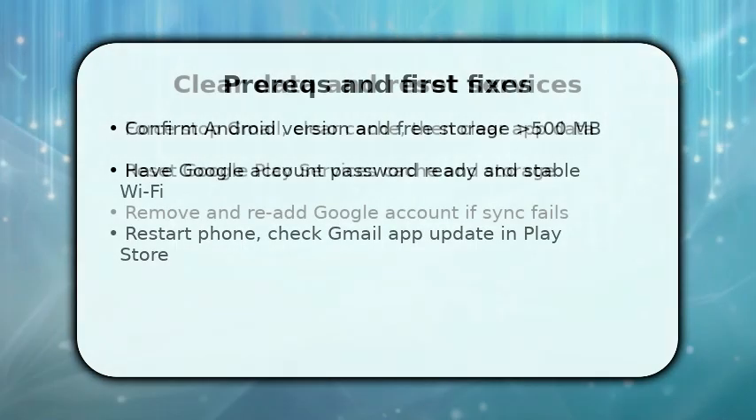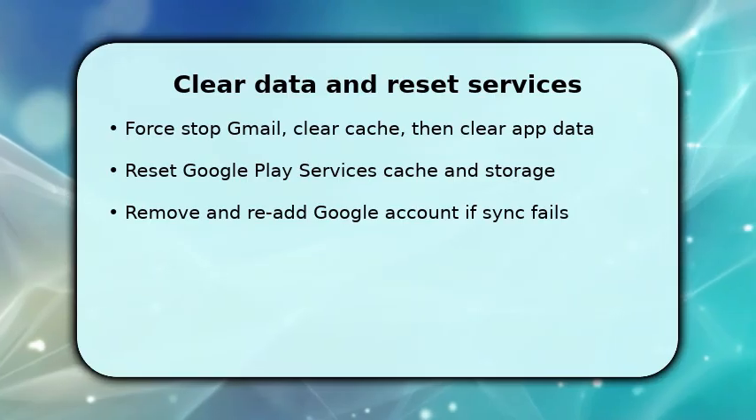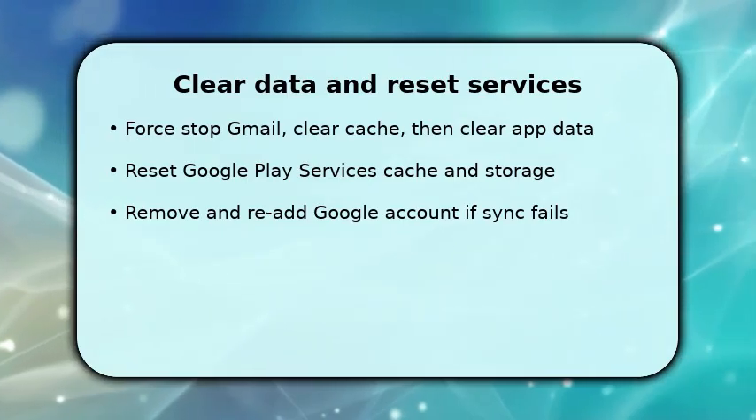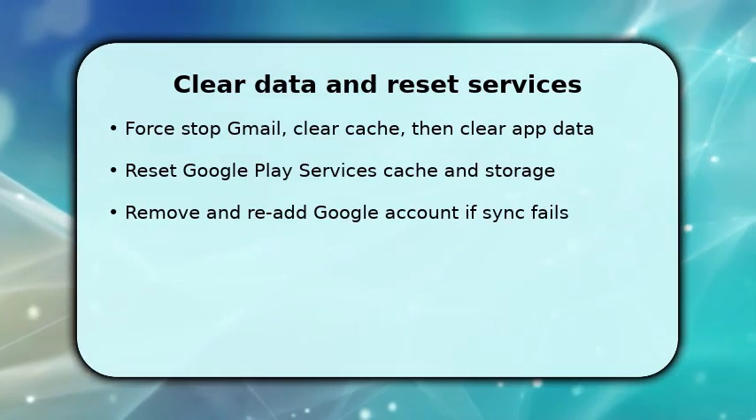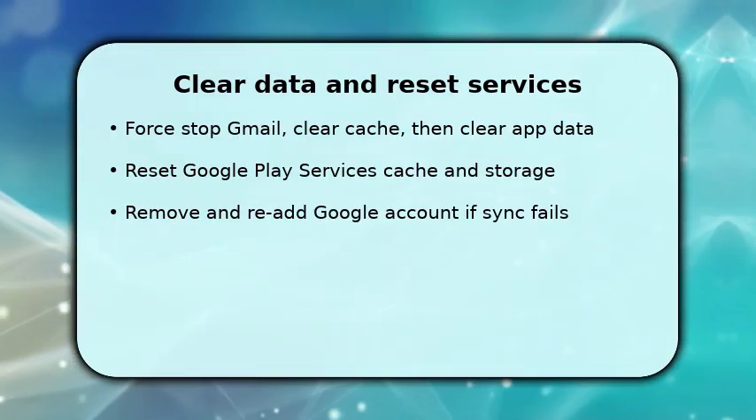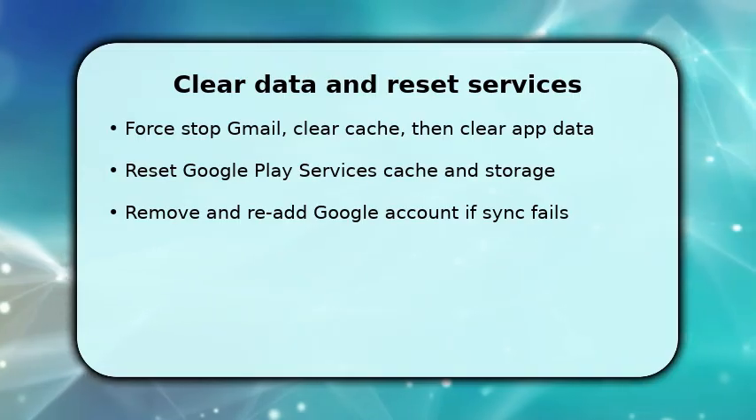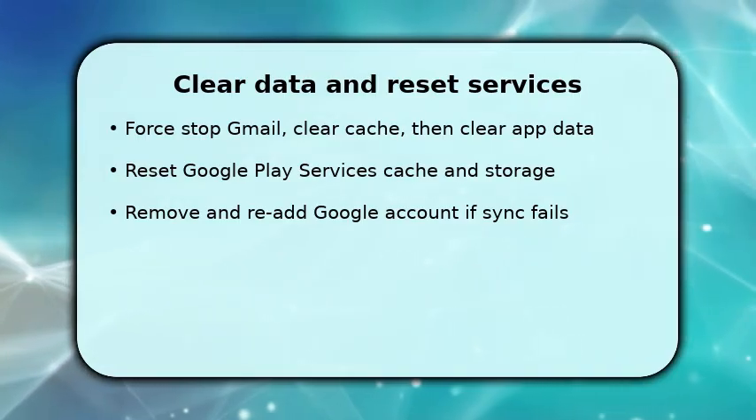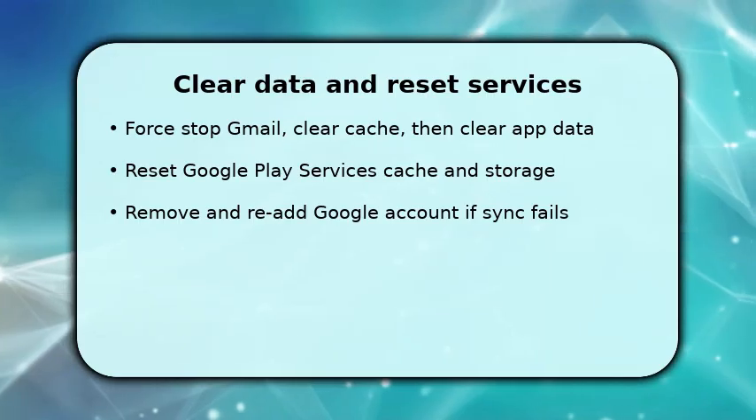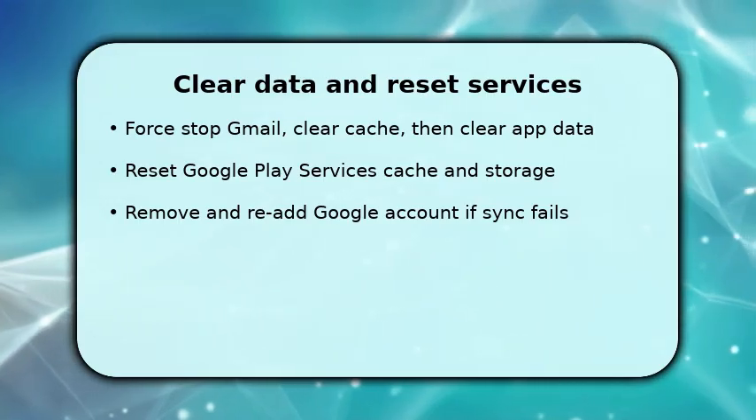Next, you'll perform deeper resets that usually fix persistent crashes. Go to Settings, Apps, Gmail, force stop, then clear cache and clear app data. This removes corrupted local files. After that, do the same for Google Play services because it handles authentication and sync. Clearing its cache can resolve service-level conflicts.